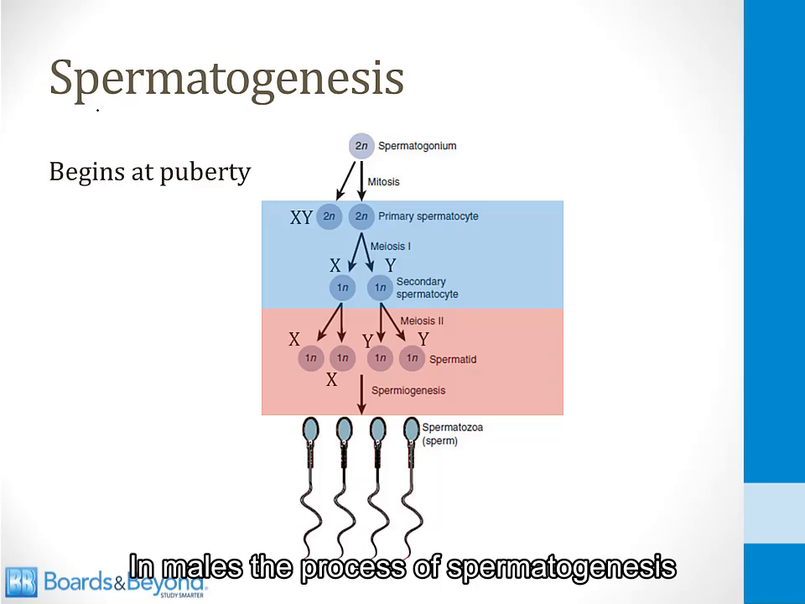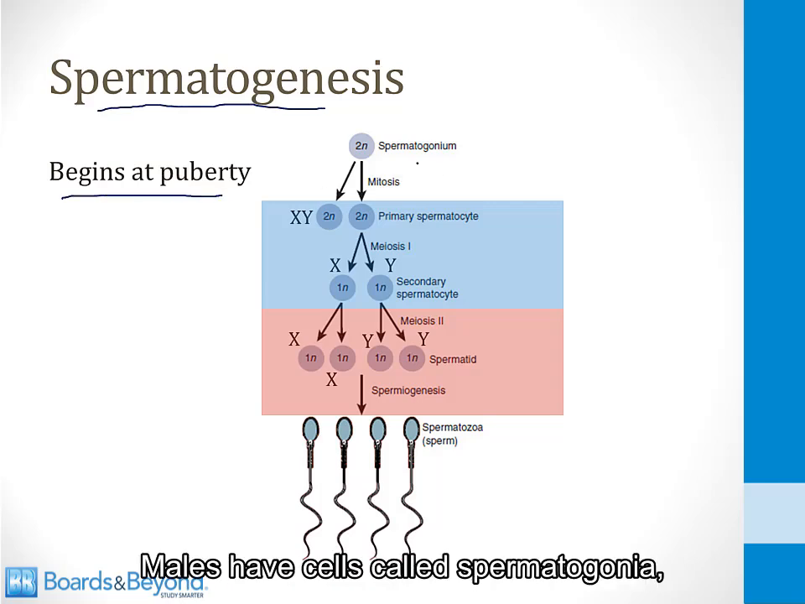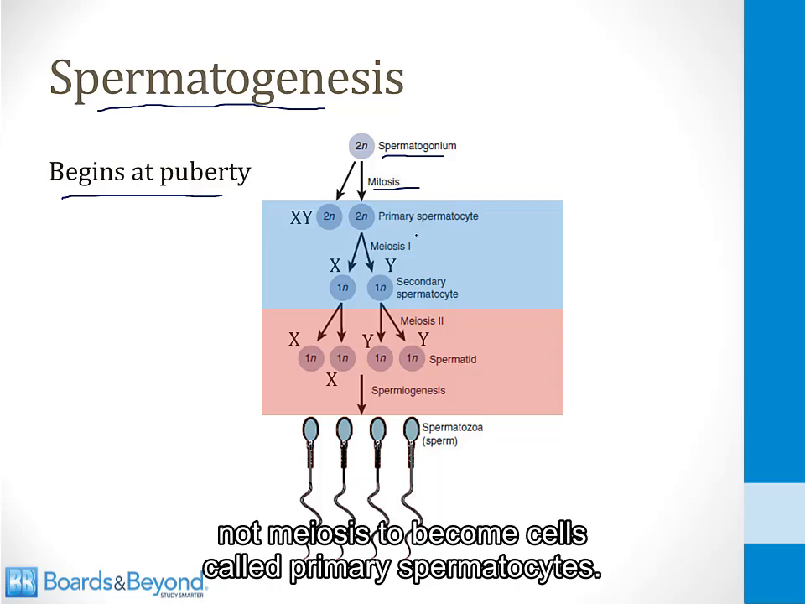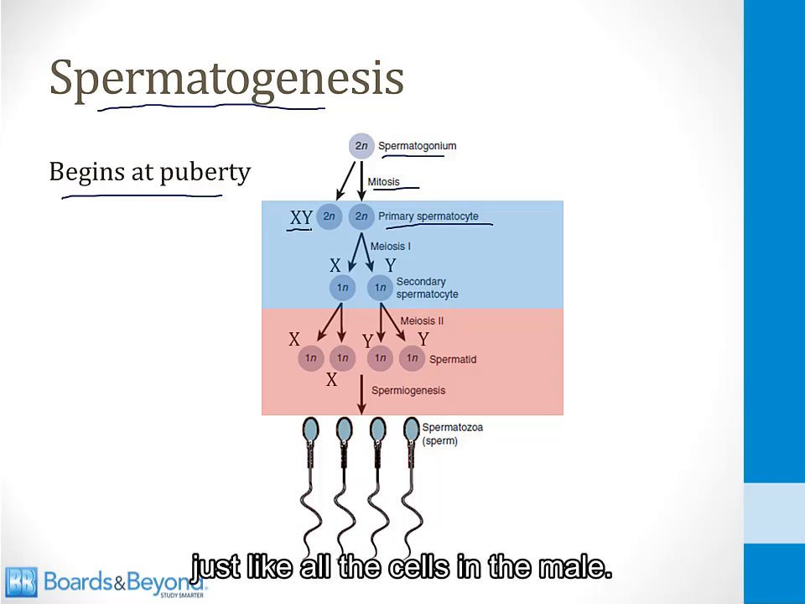In males, the process of spermatogenesis generates haploid gamete cells. This process begins at puberty. Males have cells called spermatogonium, which are diploid or 2N. They undergo mitosis, not meiosis, to become cells called primary spermatocytes. These cells are diploid and have both an X and Y chromosome, just like all the cells in the male.